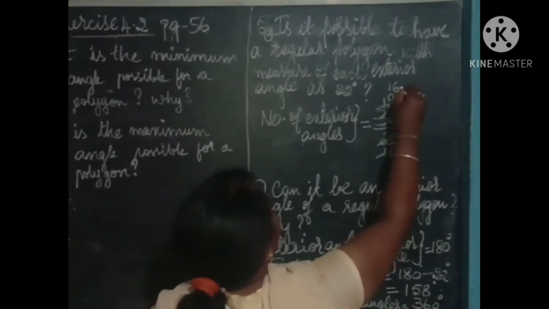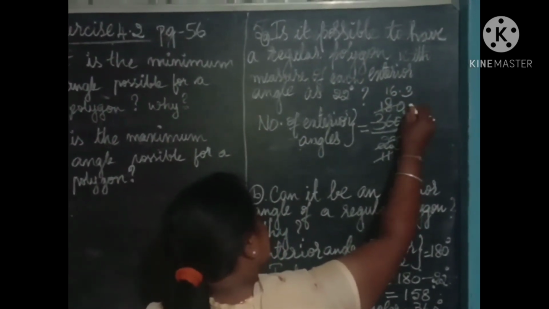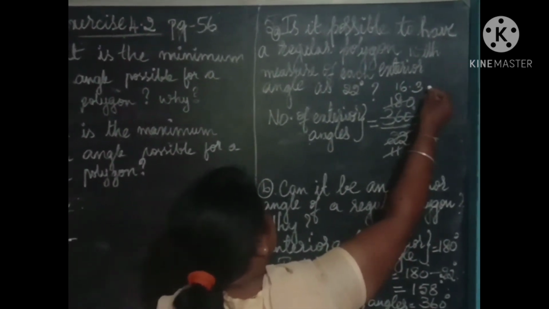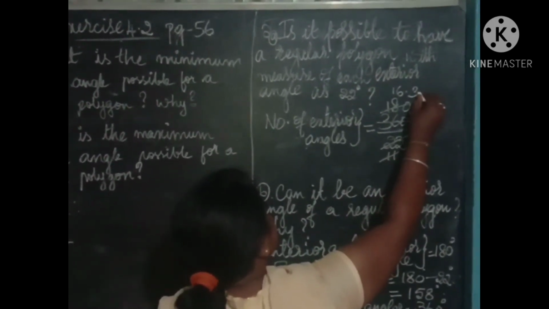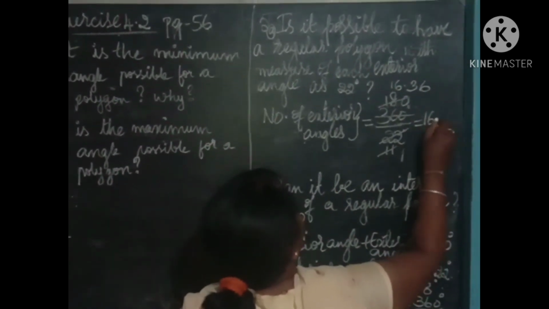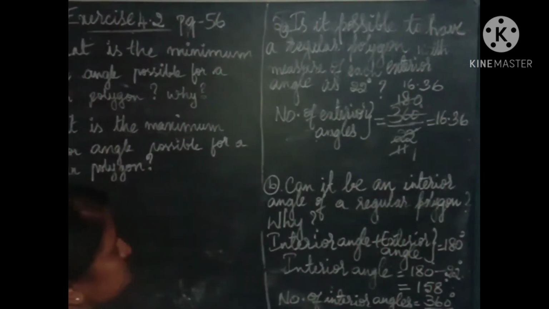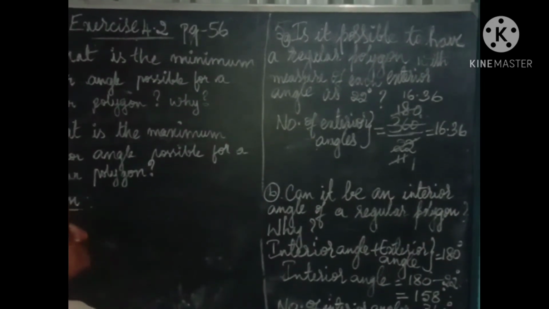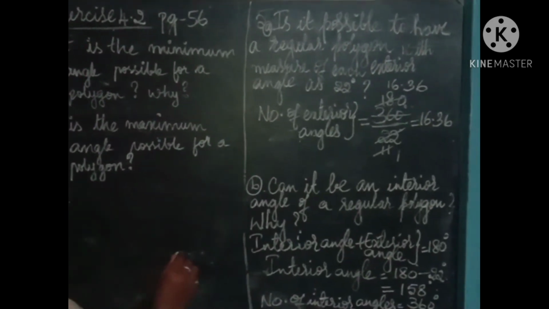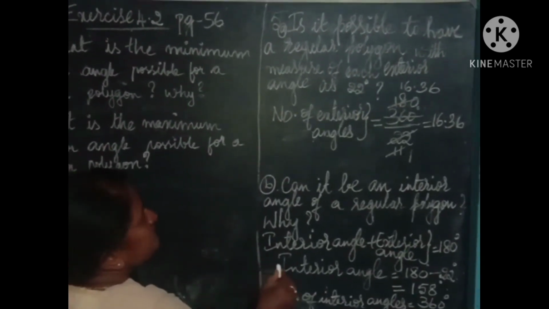Then 11 3s are 33, 40, then 33, 7, again 11 6s are 66. So approximately you will get 16.36. The number of exterior angles is 16.36. Is that possible? No, it is not possible. The number of interior angles, or the number of sides, will always be a whole number like 1, 2, 3, 4 and so on.